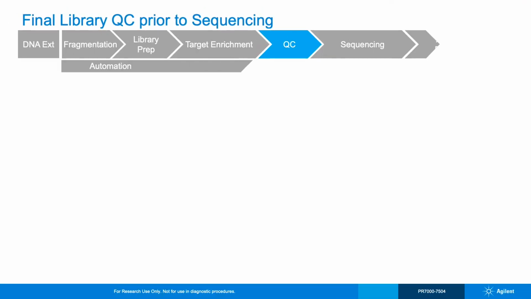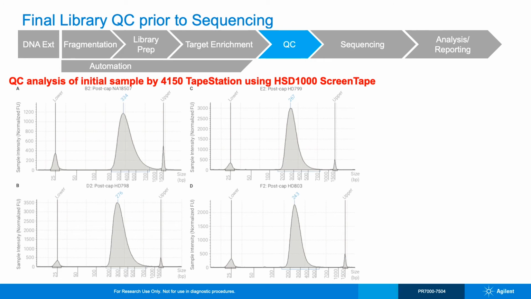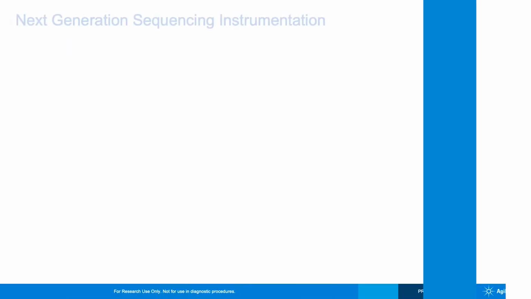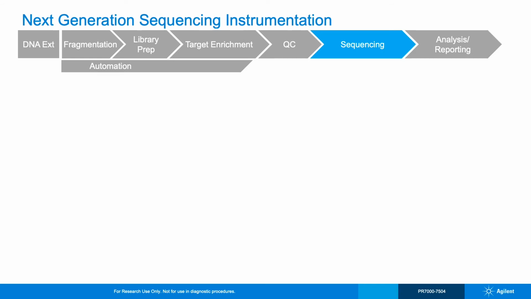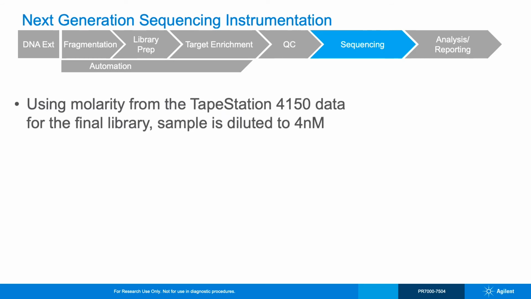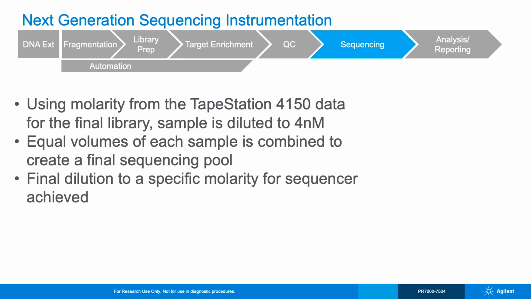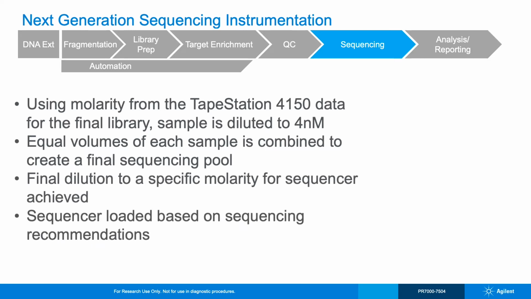The 4150 TapeStation processed our lung biopsy sample and the other 3 samples on the High Sensitivity D1000 ScreenTape. The electropherograms show the final library traces with the expected maximum peak size between 200 and 400 base pairs. After enough samples are processed to fill up the sequencer's capacity, the samples are normalized based on the final library's molarity from the 4150 TapeStation. Each sample is normalized to 4 nanomolar, and equal volumes of each sample are combined to create the sequencing pool, diluted to the specific molarity required by the sequencer, and control PhiX added.